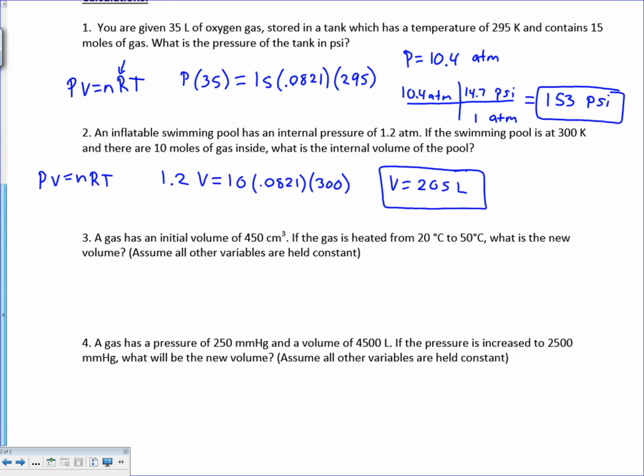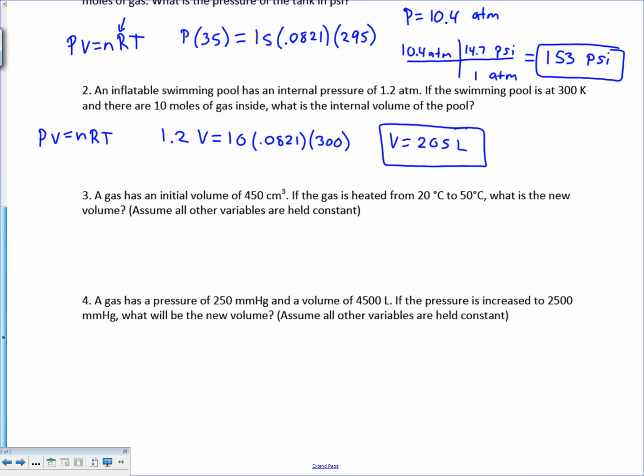For number 3 here, this is a gas's initial volume of 450 centimeters cubed. If the gas is heated from 20 degrees Celsius to 50 degrees Celsius, what's the new volume? So this is a proportionality problem. We're relating temperature and volume to one another. The big thing here that we got to focus on is we got to change these temperatures into Kelvin. So 20 degrees Celsius is the same as 293 Kelvin. 50 degrees Celsius is 323 Kelvin.